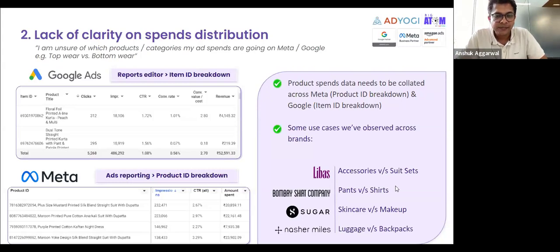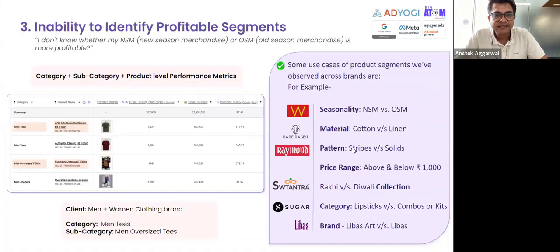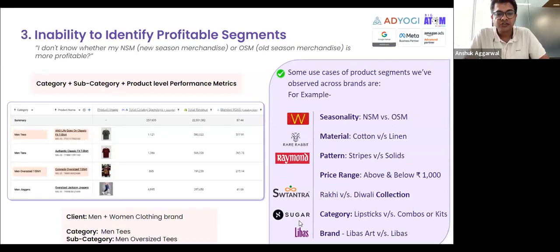The third challenge for today, which I want to cover, is profitability, right? We spoke about it briefly as well, which is: which segments are most profitable for my brand, right? And here the segments need not always be categories. Segments could be cohorts of products. And I'll give you a few examples of cohorts, right? For example, new season versus old season merchandise. That's a very common cohort which we come across: is my new season more profitable? Is my old season more profitable, right?